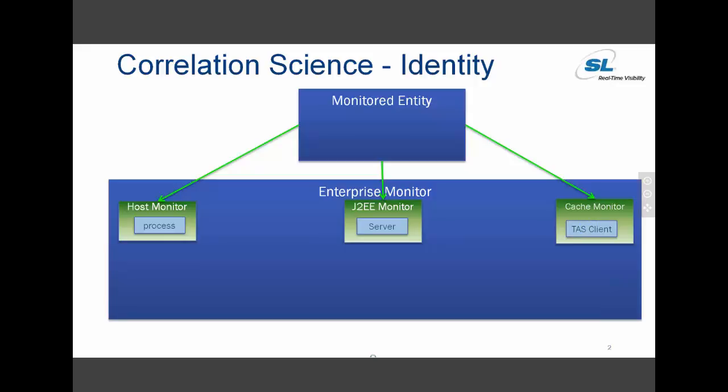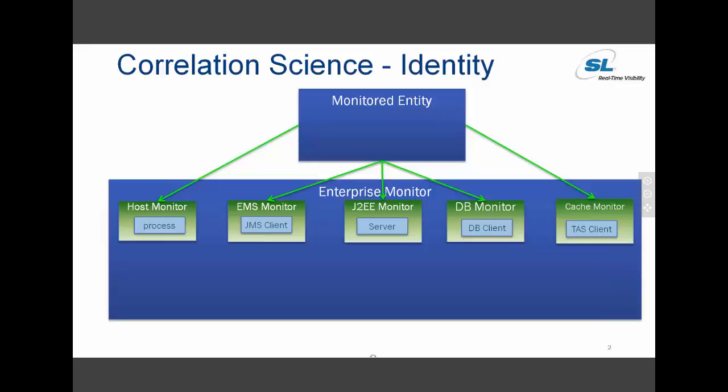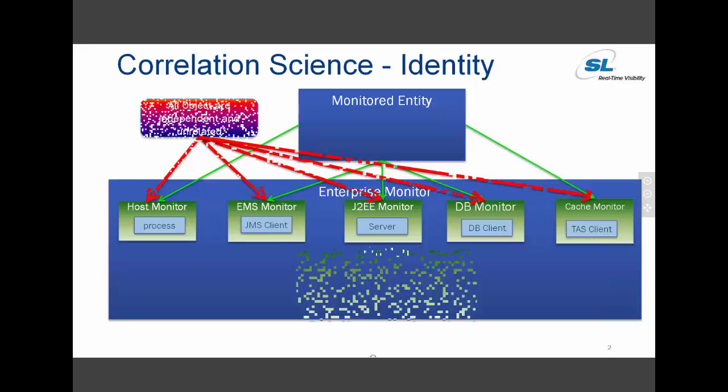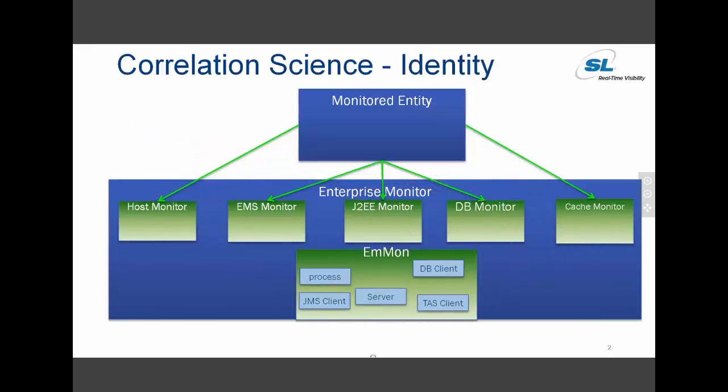You might also have a cache monitor, and it may view it as a TIBCO ActiveSpaces client through its gets and puts. It might also be viewed by the database monitor as a client. You've connected to the database, you're running queries. And then it also may be a JMS client through your EMS monitor, putting and getting, publishing, subscribing to a queue. But really, when you look at it, it's really just one program. And what we see in a lot of traditional monitoring applications is you get 5 different views of effectively the same thing. So what we talk about in identity correlation is the ability to look at these independent and unrelated objects as the single program they are.